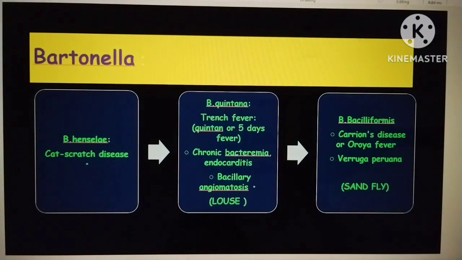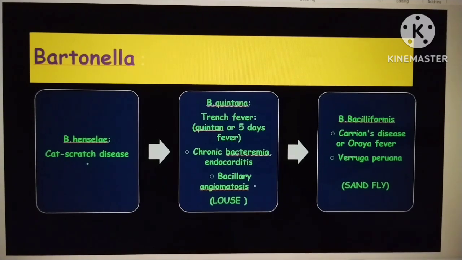And coming to the next, it is Bartonella. So here you want to remember Bartonella causes so many diseases, but these are the important ones. First, Bartonella henselae causes cat scratch disease, whereas Quintana causes trench fever or Quintan fever or 5 days fever, and it also causes chronic bacteremia, endocarditis and bacillary angiomatosis. Here the vector is a louse, whereas for bacilliformis it is a sandfly. Bacilliformis causes Carrion disease, Oroya fever and Verruga peruana. These are the important diseases you want to remember.